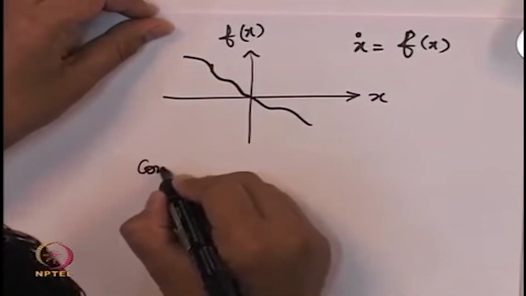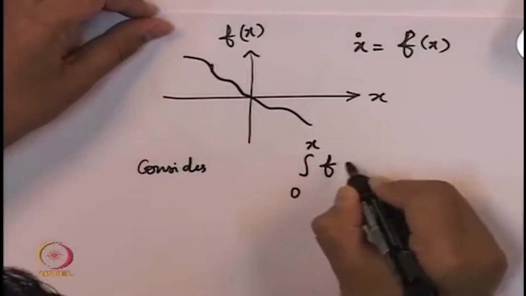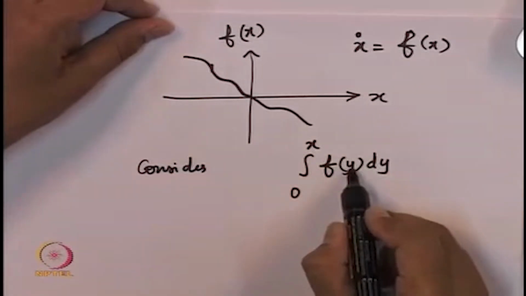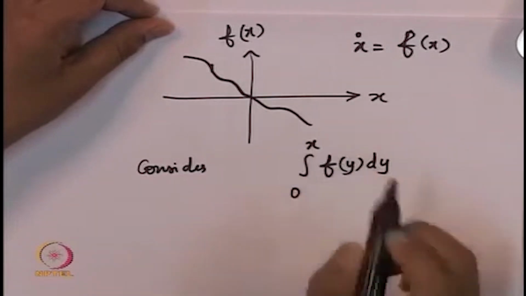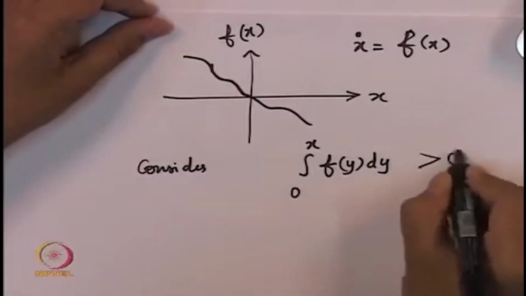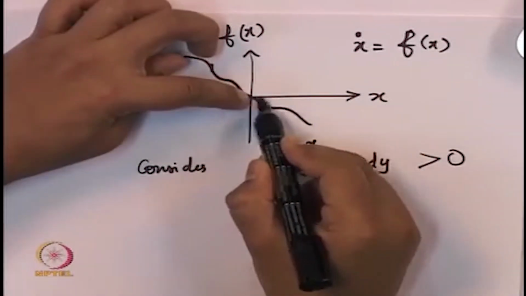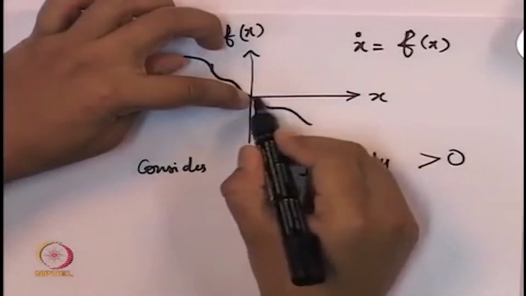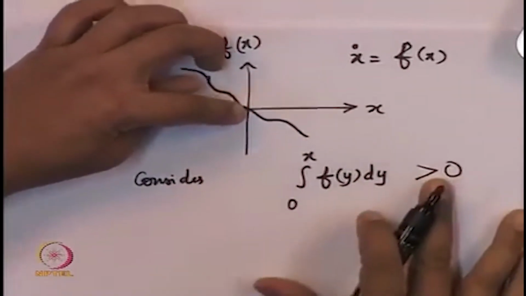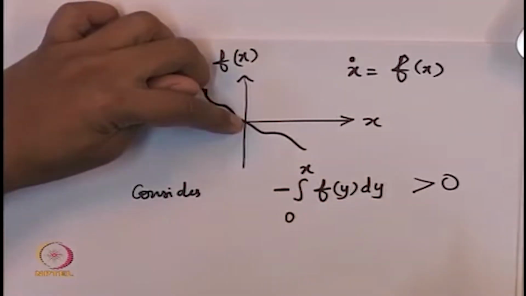So consider the integral from 0 to x of f of y dy. It is customary to use different variables here and here. So this particular function, can we say that this is positive for this particular graph? What does this particular function signify? It signifies the area from here to here. So it seems like for x positive, this graph is lying below the x axis, and hence this greater than 0 is not satisfied. The negative of this function seems to satisfy this property.